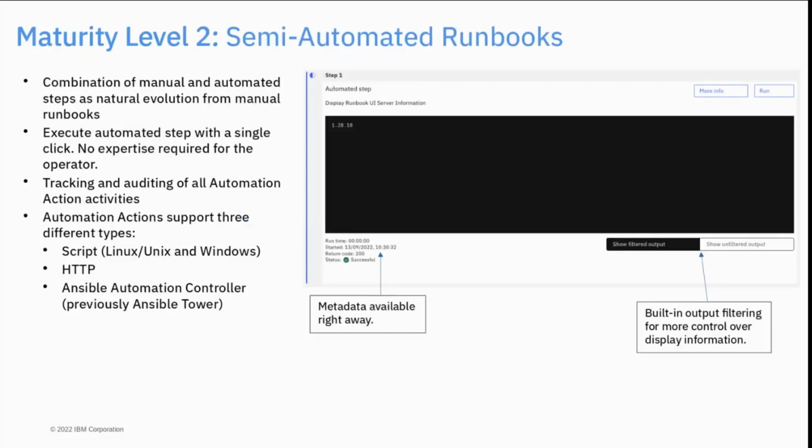Going on to the semi-automated runbook, these have a combination of manual and automated steps. On the right-hand side, you can see how it looks if there is an automated step that displays the runbook UI server information. So an easy HTTP call to our very own API interface. And you can see that there is metadata available: how long it ran, when it started running, what the return code was, and the status.